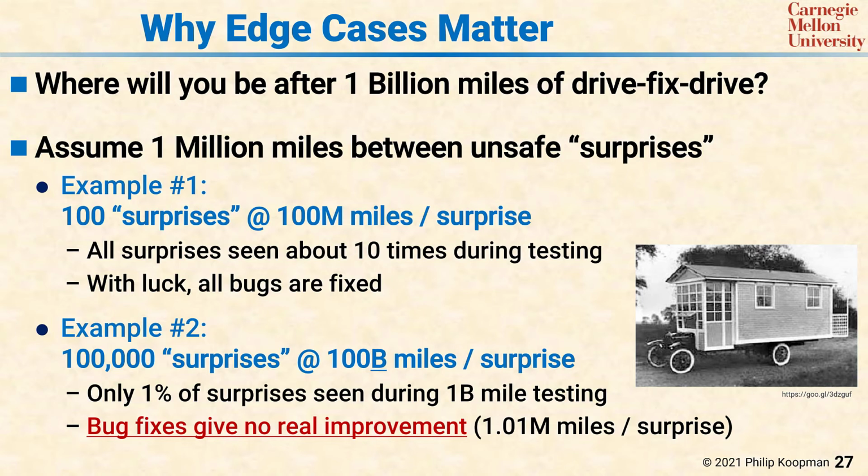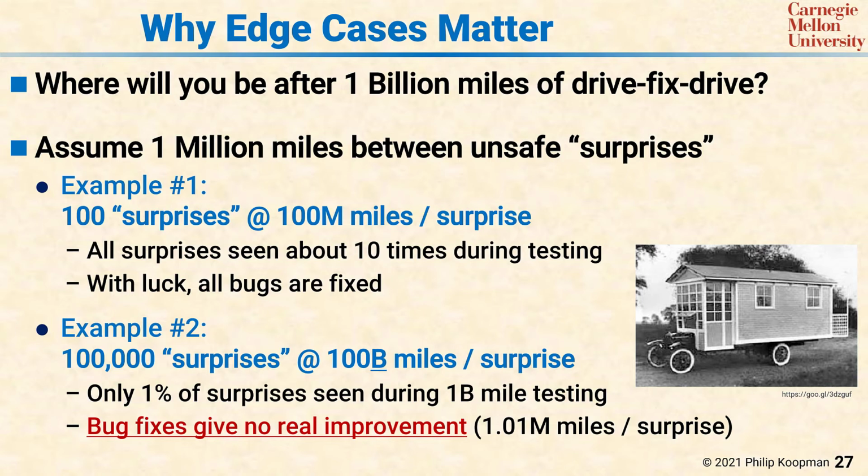So even if you do 1 billion miles of testing, you're only going to see 1% of the surprise population. And even if you fix everything you've only seen once, those bug fixes don't really give an improvement. You're only going to get 1.01 million miles per surprise instead of being completely fixed. Now, these are hypothetical numbers. I just took 2 points on a spectrum to do examples to explain the issue.